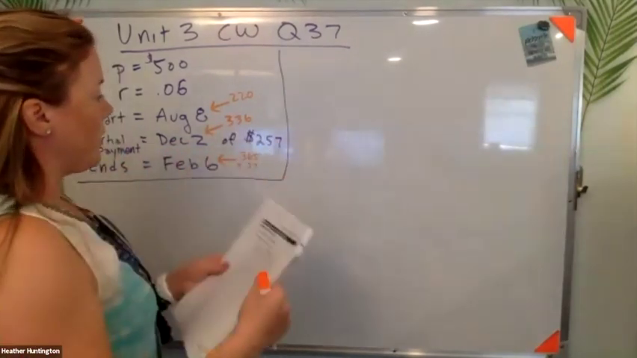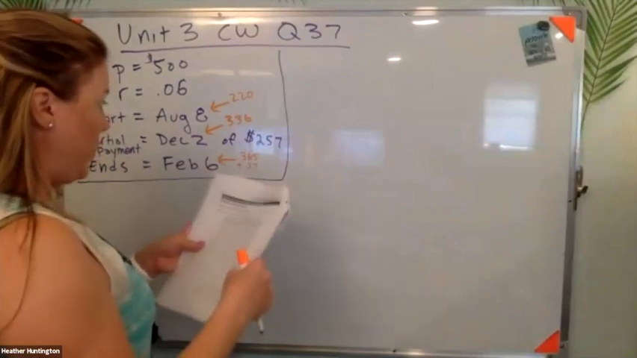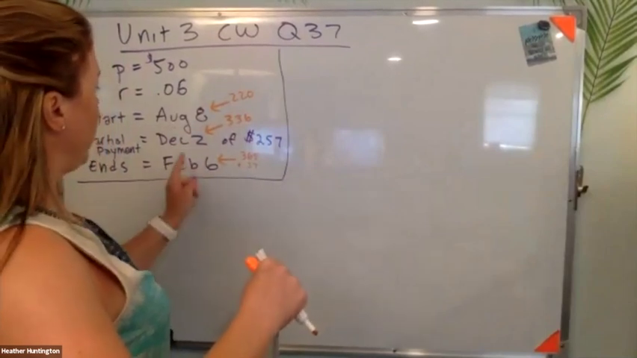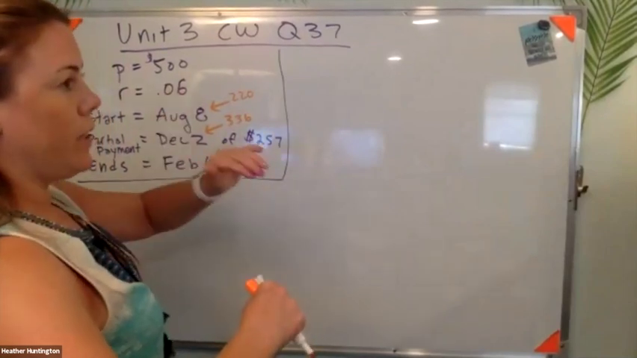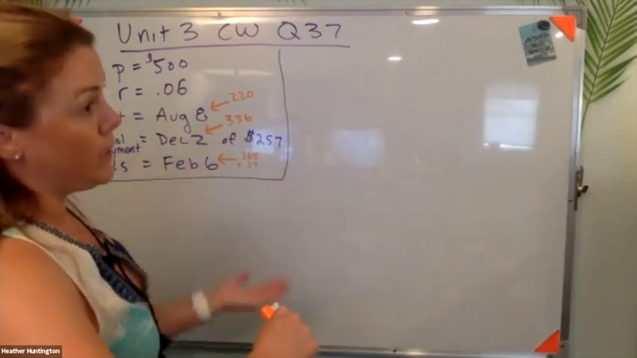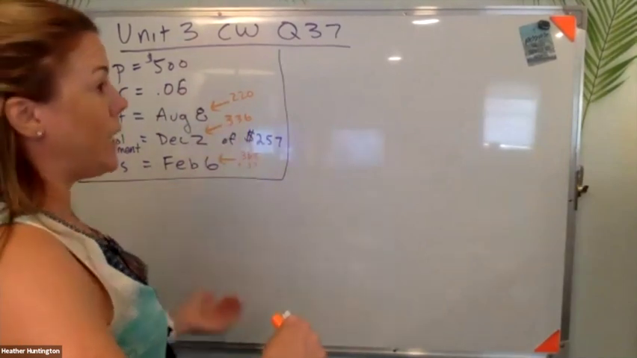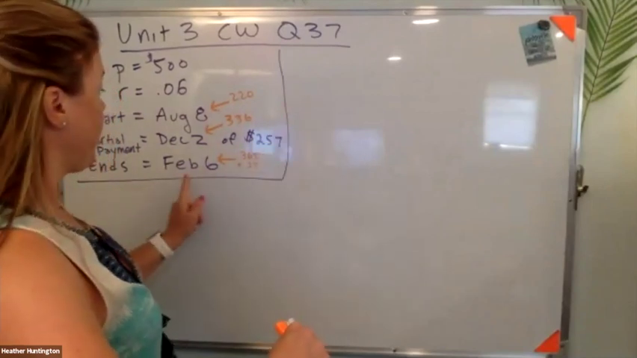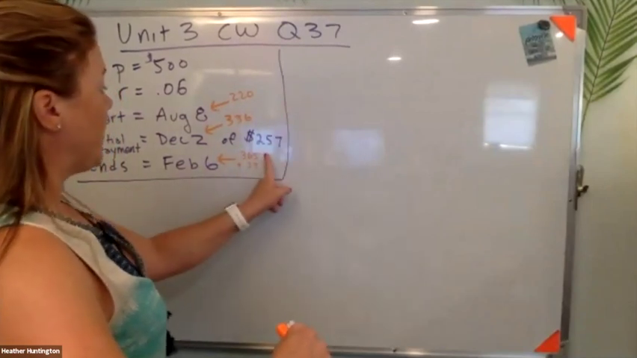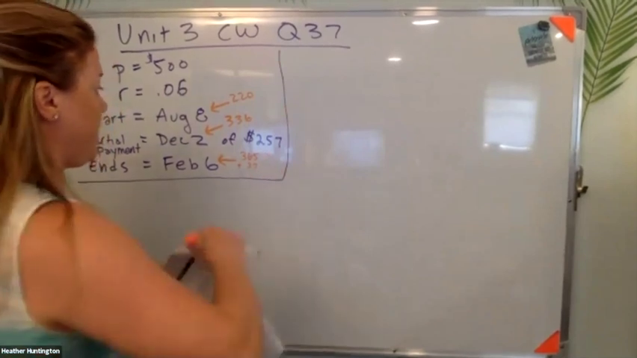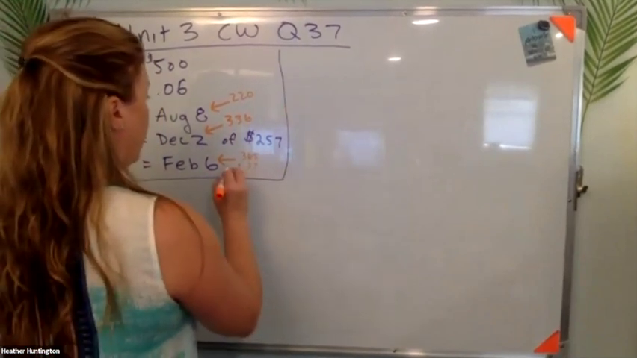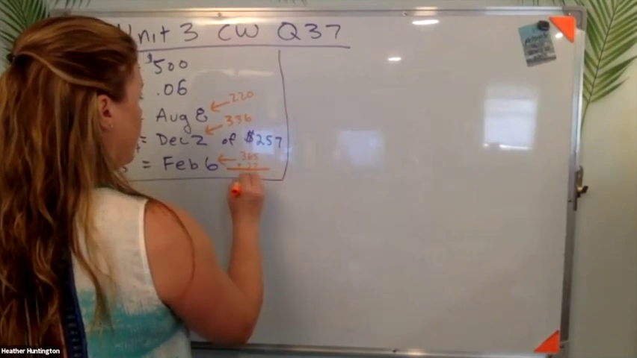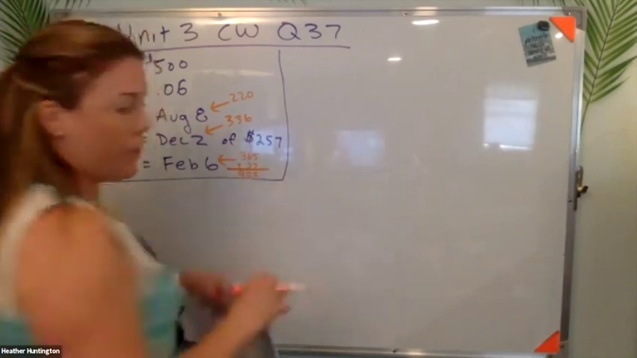and notice I did 365 plus 37 because we're into the next year. When we go from December 2nd to December 31st, and then it goes to January 1st, that's 365 days plus 1 at January 1st. So February 6th will be 365 days plus 37, which is equal to 402.